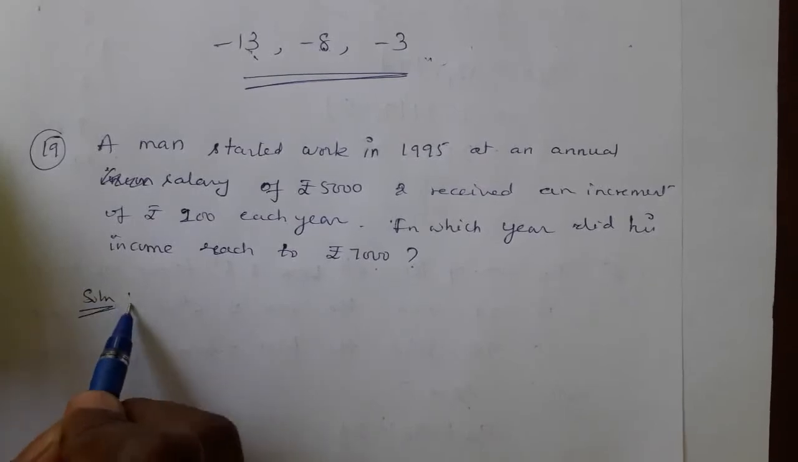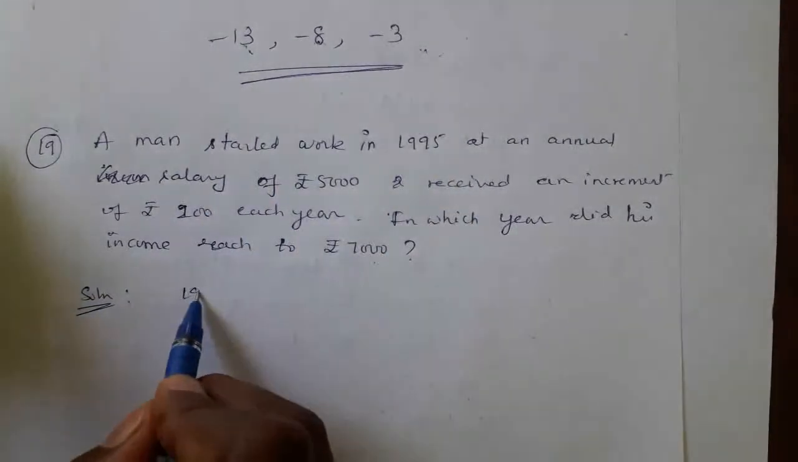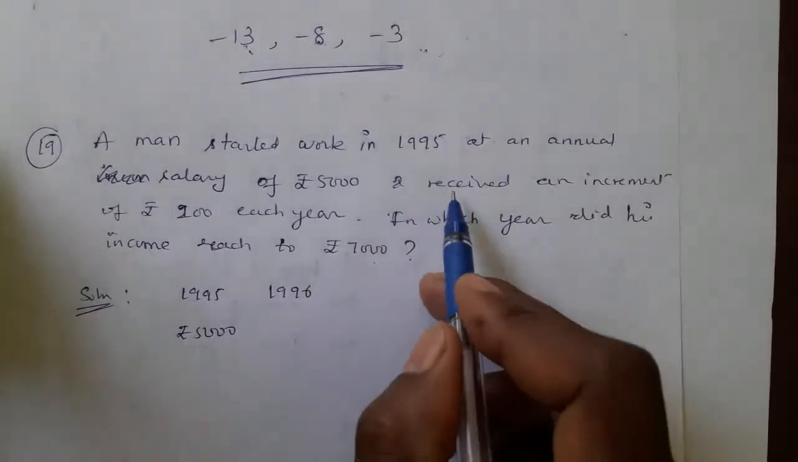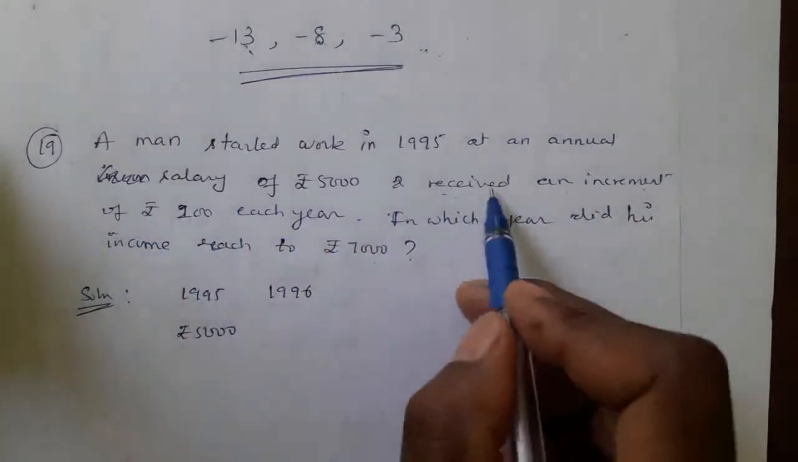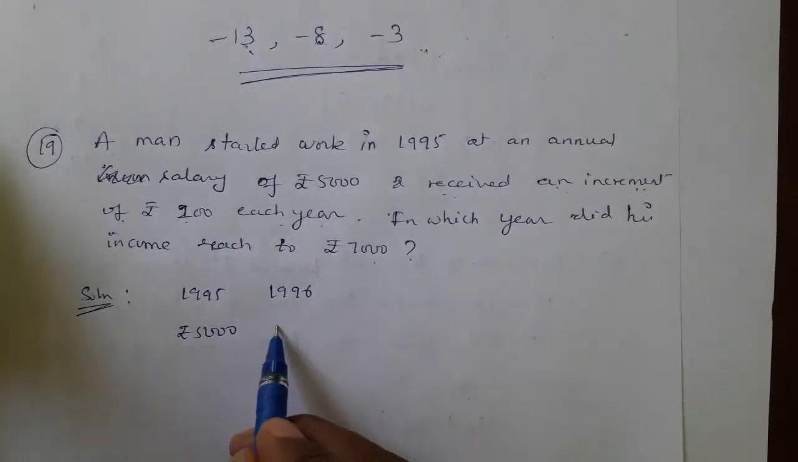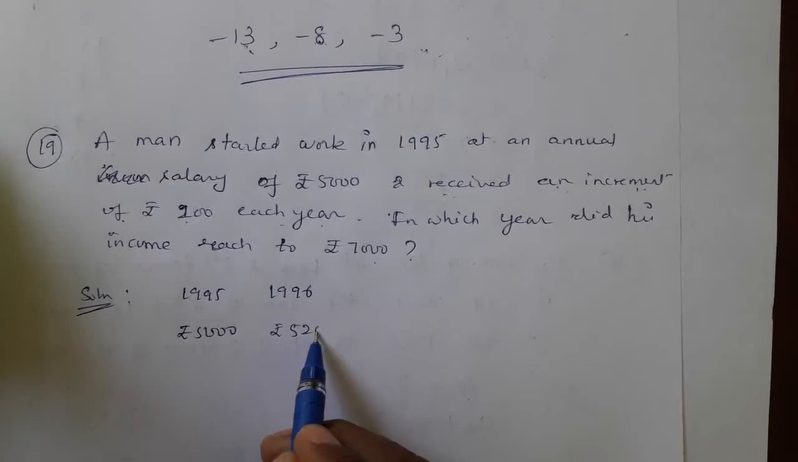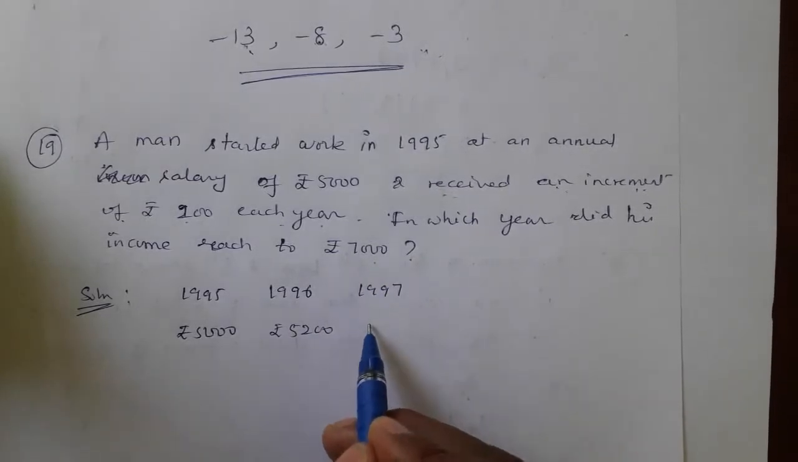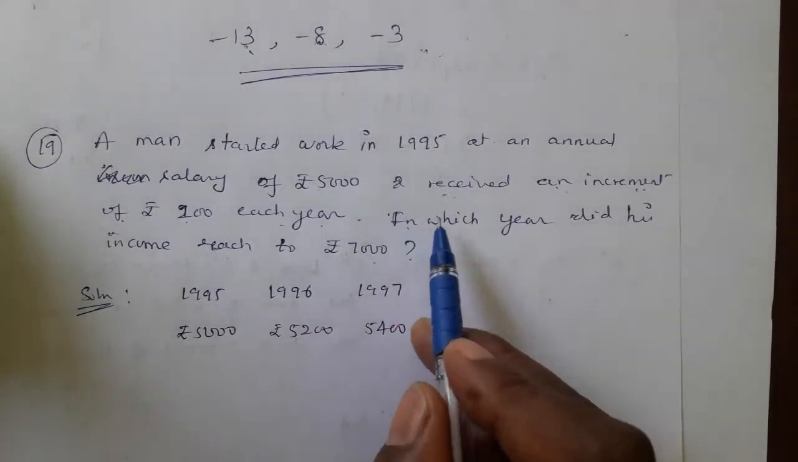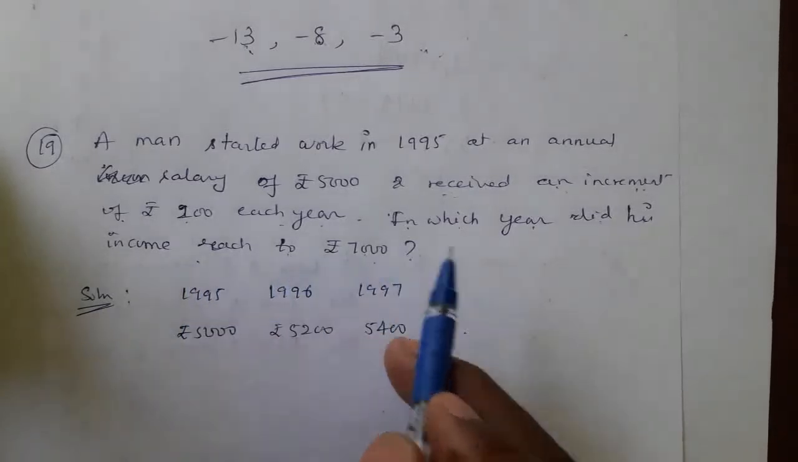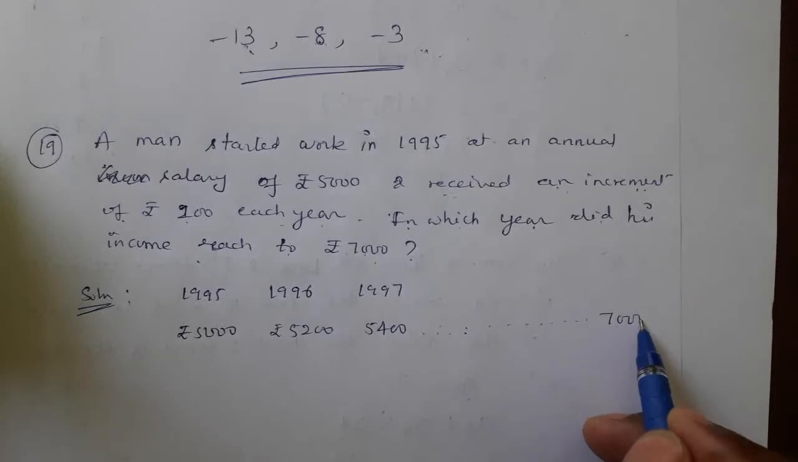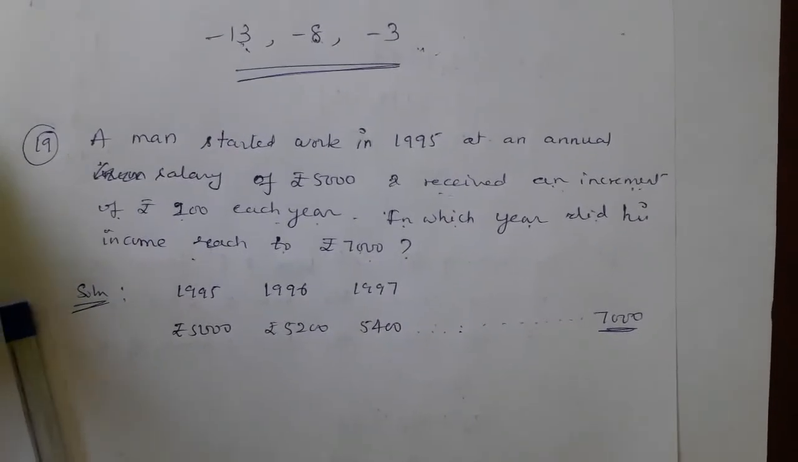The solution, we write this given data in the solution. In 1995, how much salary did he get? 5,000 rupees. In 1996, every year there is an increment. Look at it, received an increment of 200 each year. That means in 1996, how much? 5,200. In 1997, 5,400. Like that it is going on, 200 increases. The question is, in which year did his income reach 7,000? So in the same way, if he goes on, in which year does he get 7,000 rupees? That means the last term is 7,000 rupees.